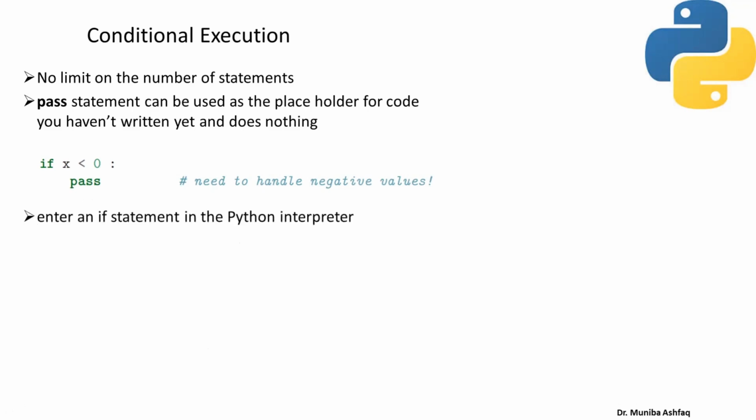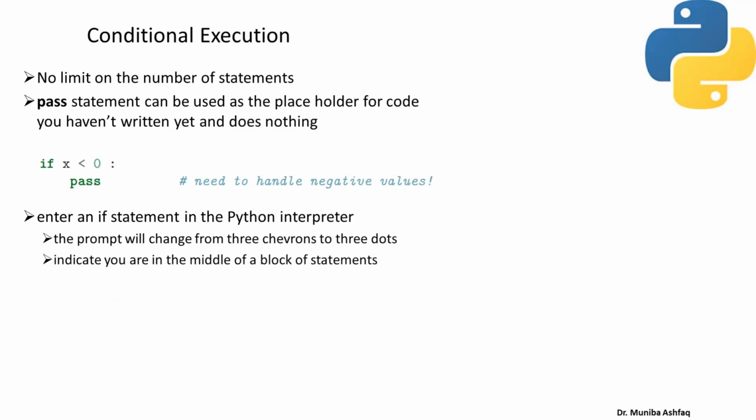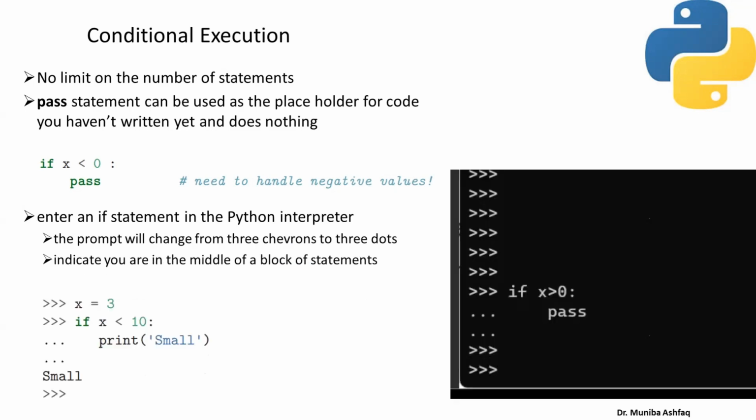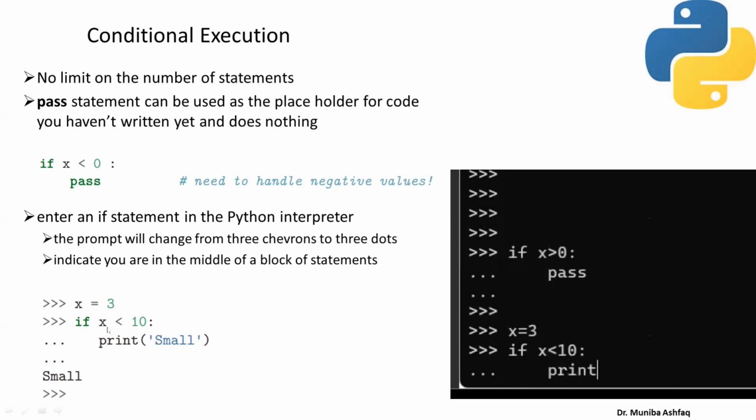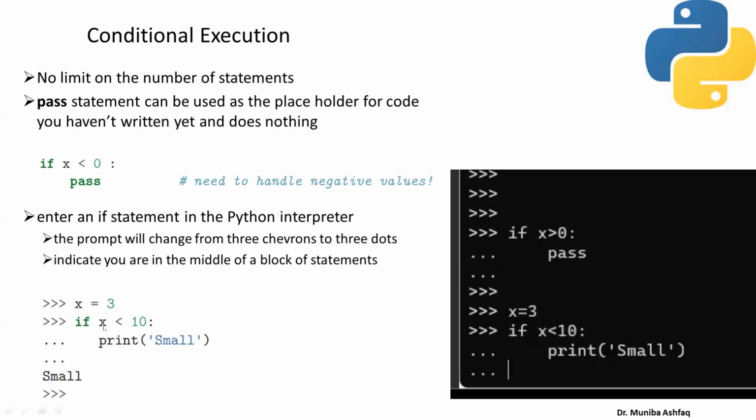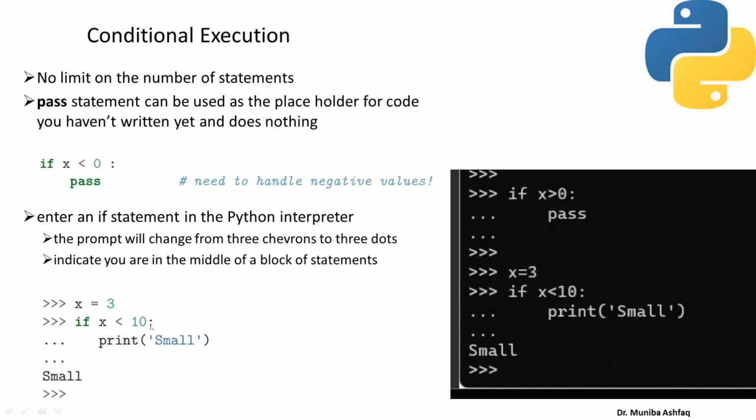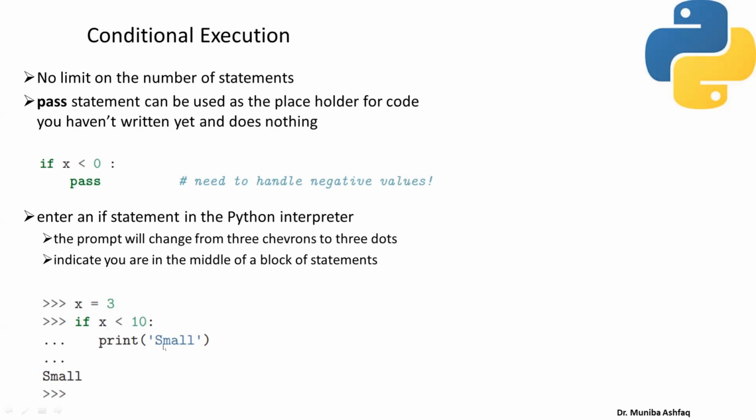Enter an if statement in the Python interpreter. The prompt will change from three chevrons to three dots, which indicates that you are in the middle of a block statement. Consider this example. We have assigned the value 3 to x, and we are going to check the value x contains. It's very important that first of all you assign some value to x, and then you check this variable, but actually you are checking the value it contains. So this is basically 3 is less than 10. If the condition is true, only in that case we print "small" on the screen.